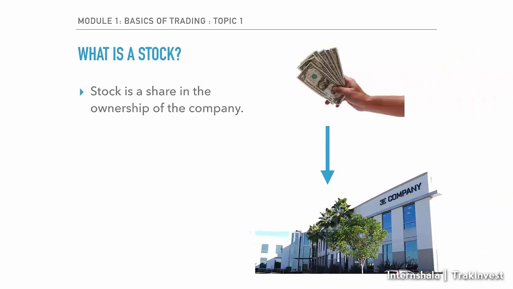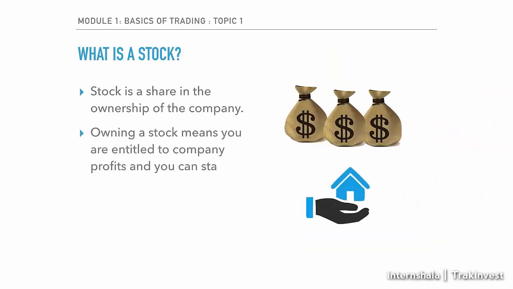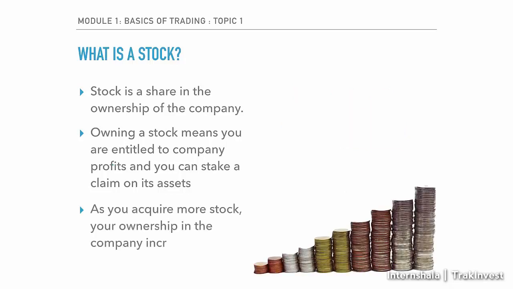A stock is a share in the ownership of the company. When you buy a stock, you buy a piece of that particular company. Owning a stock means you are entitled to the company profits and you can stake a claim on the company's assets. As you acquire more and more stock, your ownership in the company increases. The more the stock, the more your ownership in the company.